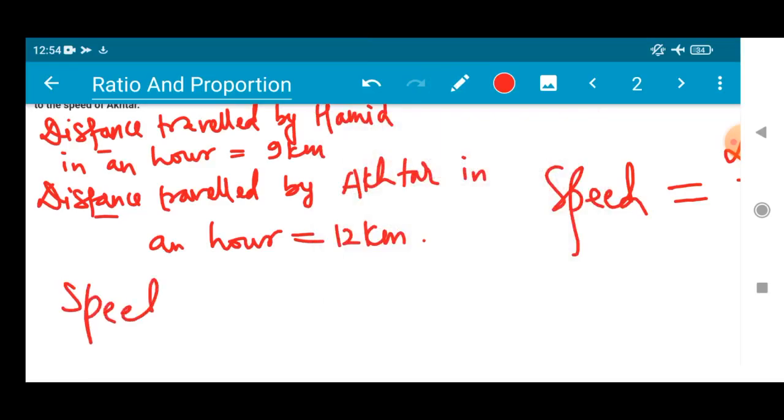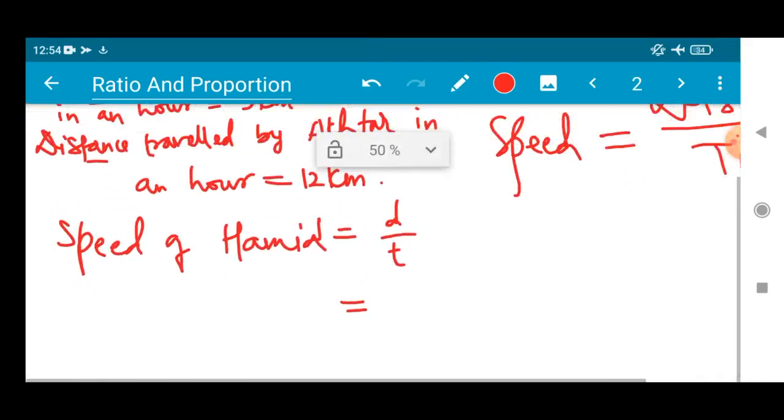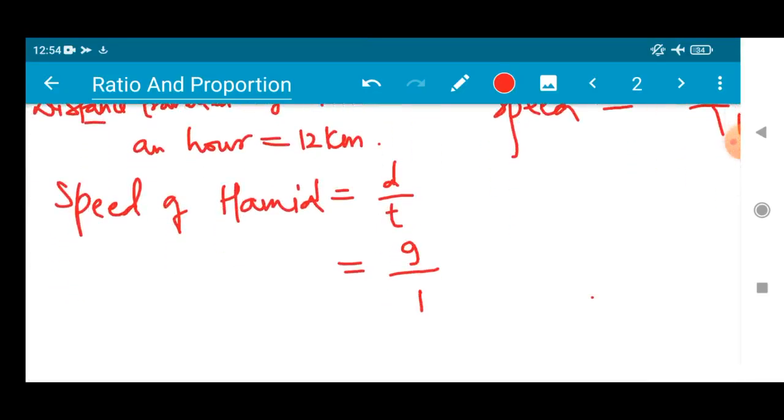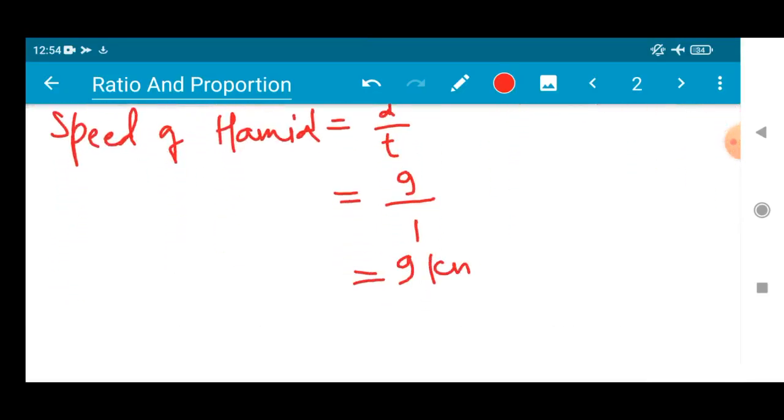Speed of Hamid will be equal to distance traveled by Hamid in an hour. So distance divided by time taken: distance is 9 and time taken is an hour, so it is 1. So it can be written as 9 kilometer per hour, because 9 is represented by kilometer and 1 is the time, which is an hour. So what is the speed of Hamid? It is 9 kilometer per hour.